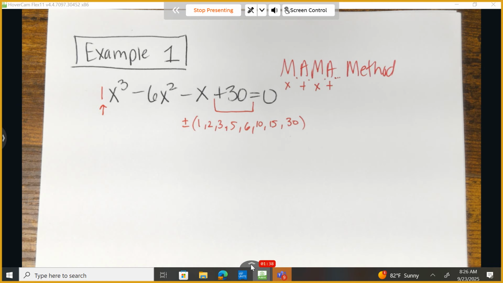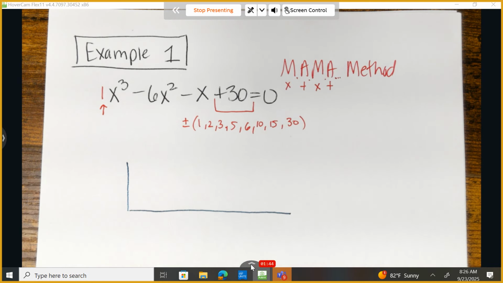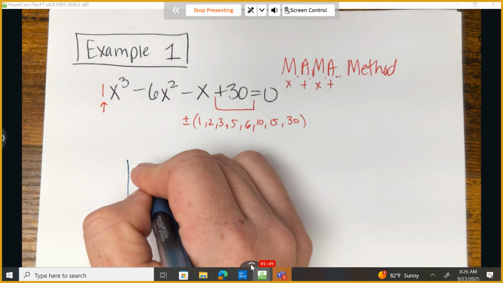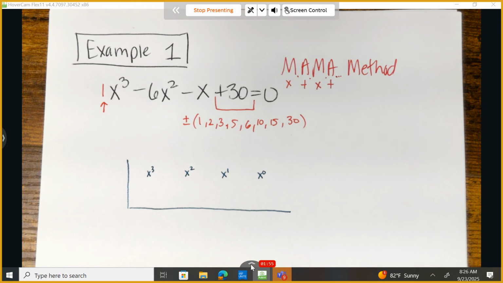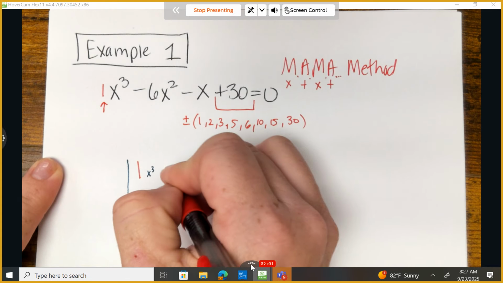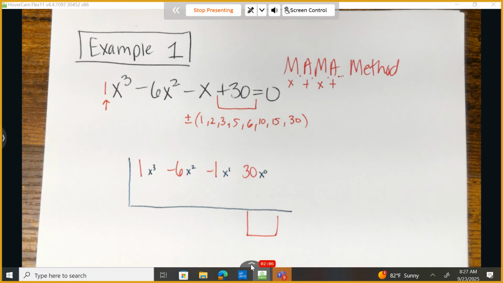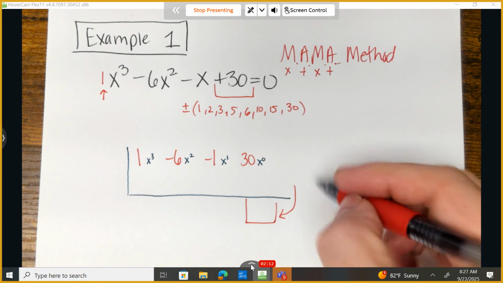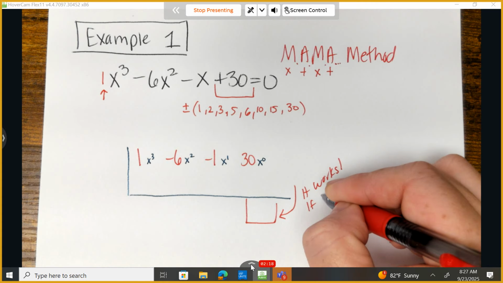So how do we test this? With me, you're going to make an upside down division box. And then I'm going to look for the degree. This is degree 3. I'm going to write degree 3 all the way down to degree 0. In front of those values, I'm going to put the constant. So this is a 1, negative 6, negative 1, and 30. Underneath the very last value, which is the constants, I'm going to put a box. I know that I've tested it and it works if I receive a 0.